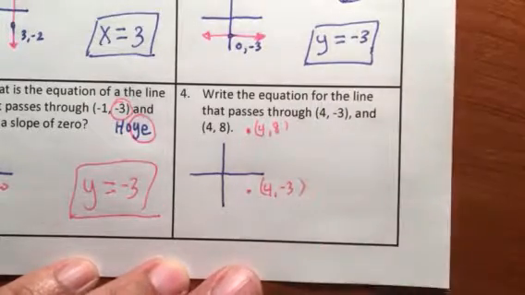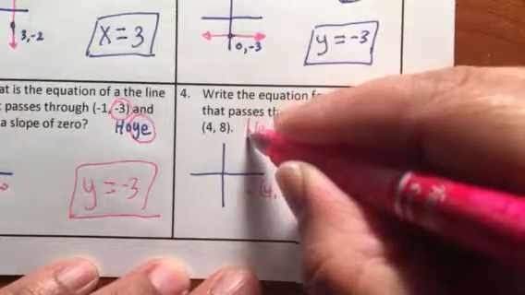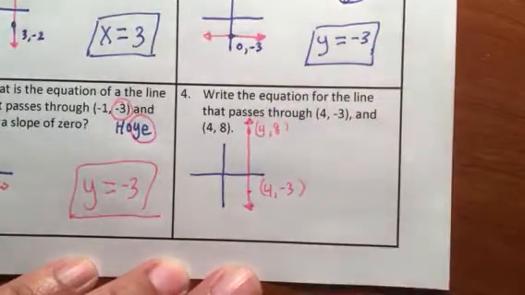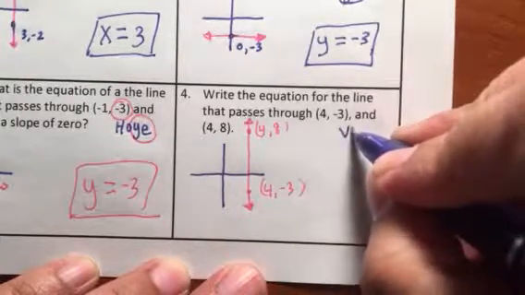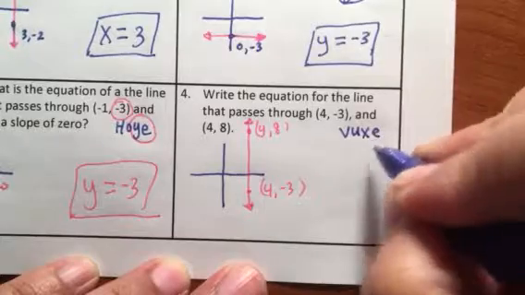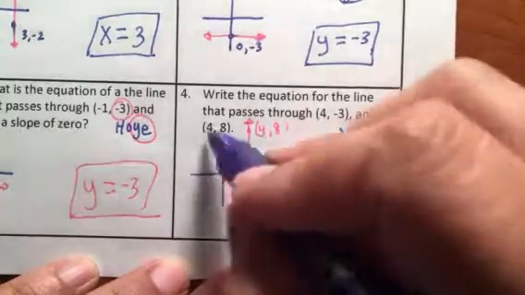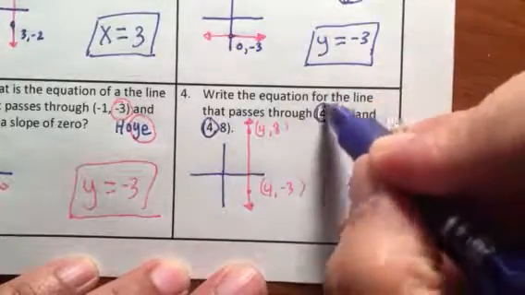Well, if I connect those two points, that's vertical. So that means I need the V, U, X, which means I need an x equals, and as you can see, both x's are 4.